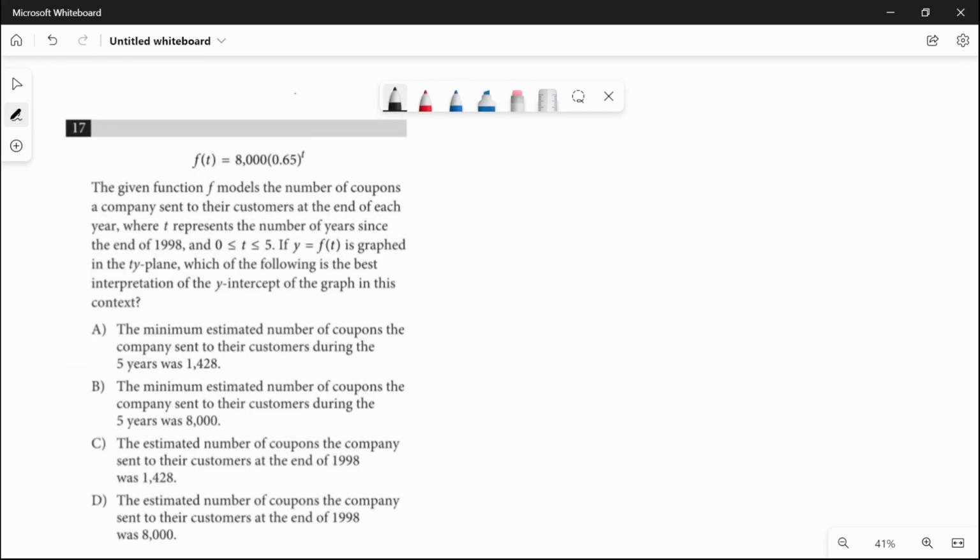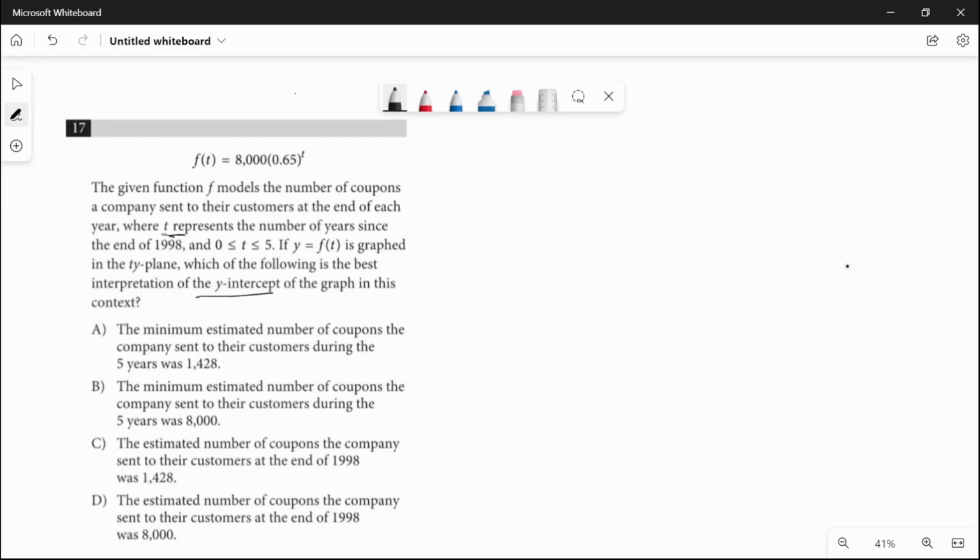Question number 17. The given function f models the number of coupons a company sent to their customers at the end of each year, where t represents the number of years since the end of 1998, and the value of t is greater than 0 but less than 5. If y equals f of t is graphed in the ty-plane, which of the following is the best interpretation of the y-intercept of the graph in this context?